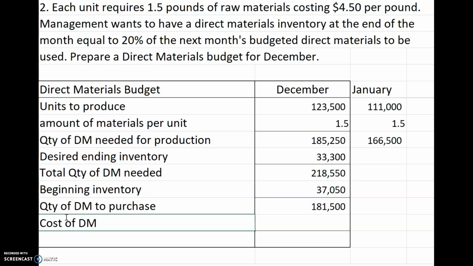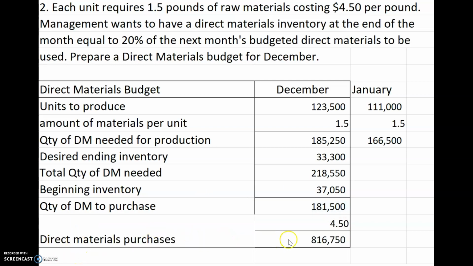So we need to multiply it by the cost of the direct materials. And we're told it costs $4.50 per pound. So if we multiply the quantity of direct materials to purchase times the $4.50 per pound, then we will be spending $816,750 to buy direct materials. Okay, so that's the result of our direct materials budget.